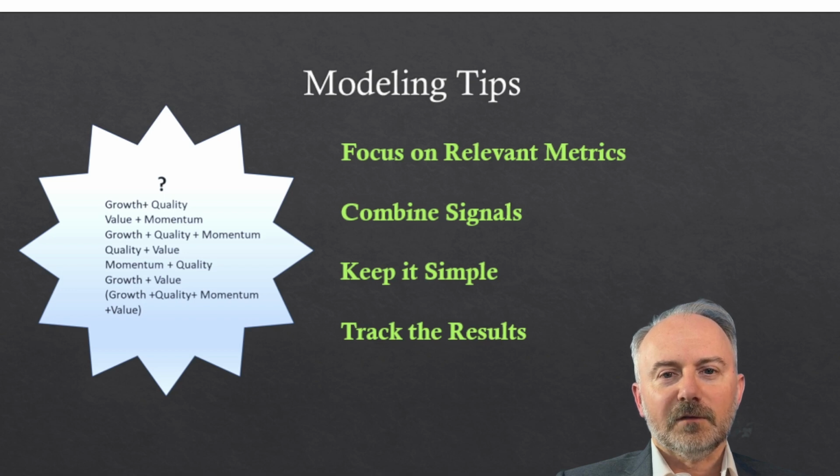First, focus on metrics relevant to you. If you find that you tend to be a growth investor, you'll have more of a growth-oriented approach and have more growth factors. A value-oriented manager will have more value-oriented factors. But you can combine these signals in any way you want, such as growth and quality for more of a conservative growth strategy, value and momentum for more of a valmentum strategy, or any combination of different factors you want to combine.